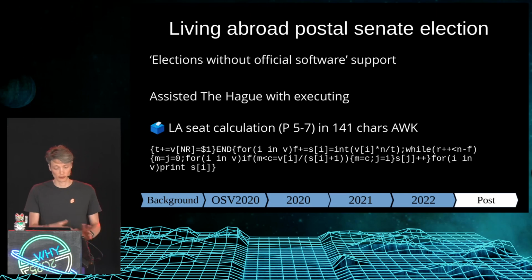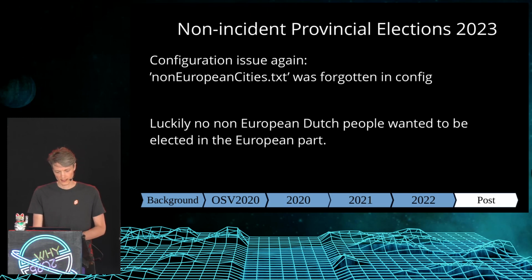I also taught them how to do the seat calculation and created some AWK code golf to also calculate it. And that was actually next to the provincial elections, and they had some issues there because they forgot to insert the non-European Dutch cities. But they were lucky because no non-European Dutch people wanted to be elected in the European part of the Netherlands, so they came out lucky. But this stuff happens, so it could have been a bug, but it didn't.